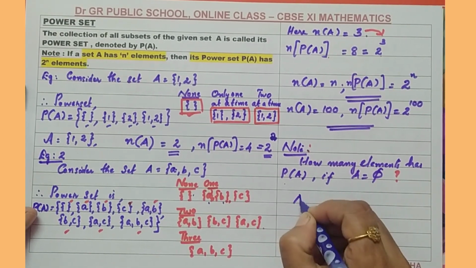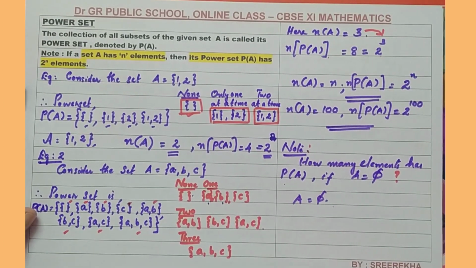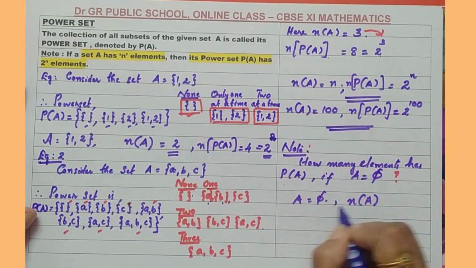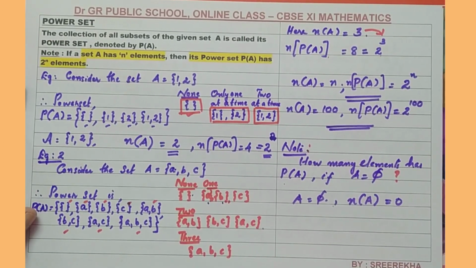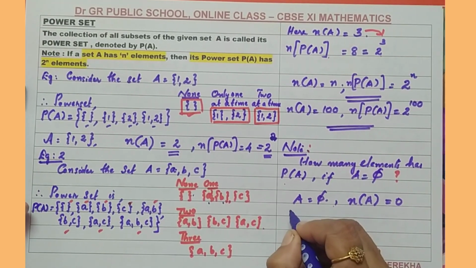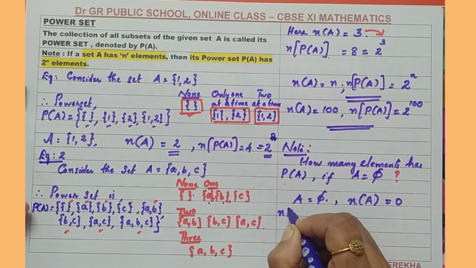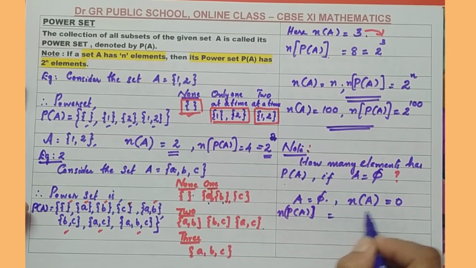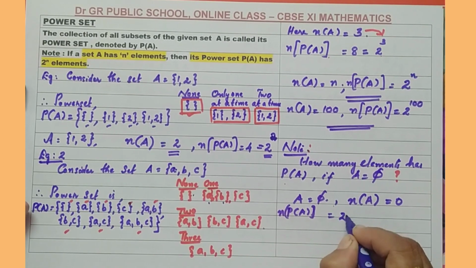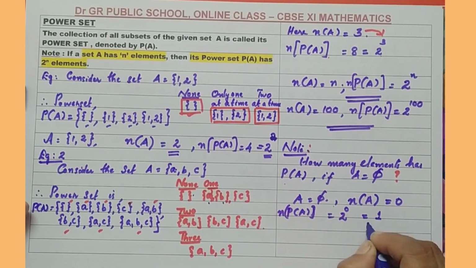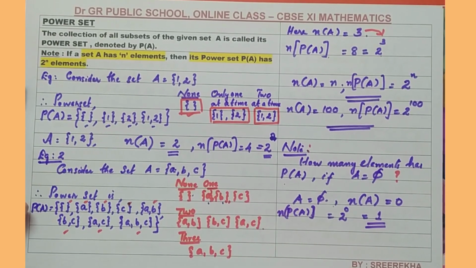Okay, we can check. A equal to null set means the number of elements in the set A, or the cardinal number of A, equals 0. No elements are there in the set A. Now we can see what about the number of elements in the power set of A. If A has no elements, the number of elements in the power set of A is 2 raised to the cardinal number of A, 0. What is 2 raised to 0? 1. So the power set has only one element.